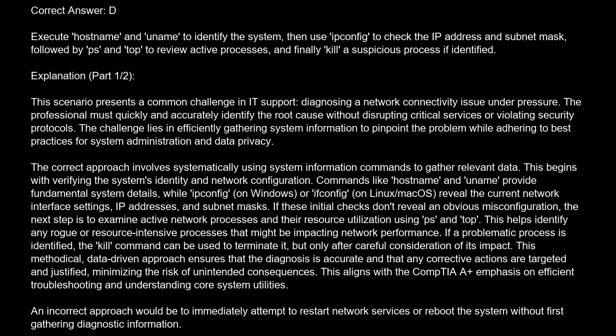If these initial checks don't reveal an obvious misconfiguration, the next step is to examine active network processes and their resource utilization using ps and top. This helps identify any rogue or resource-intensive processes that might be impacting network performance.